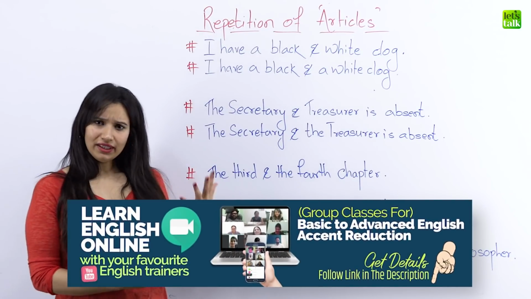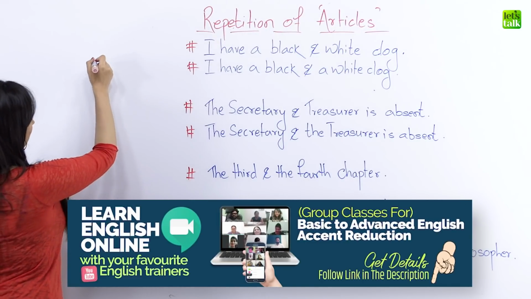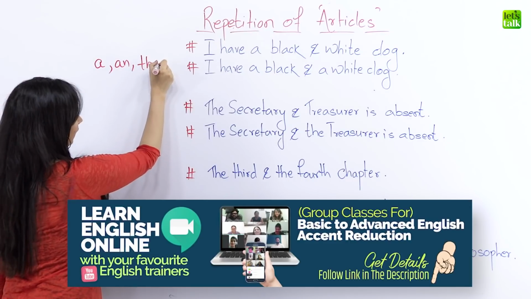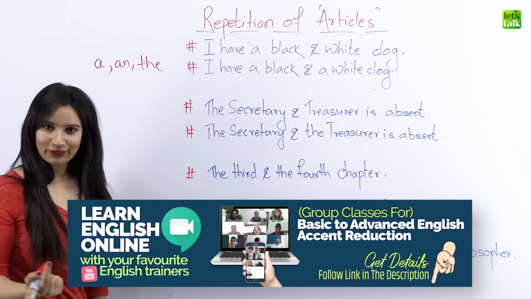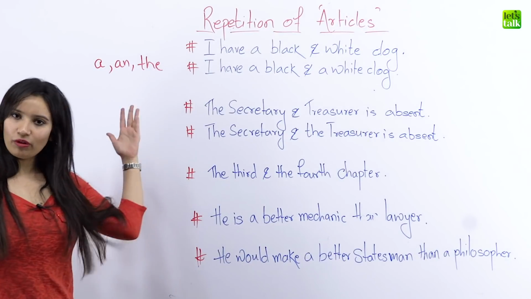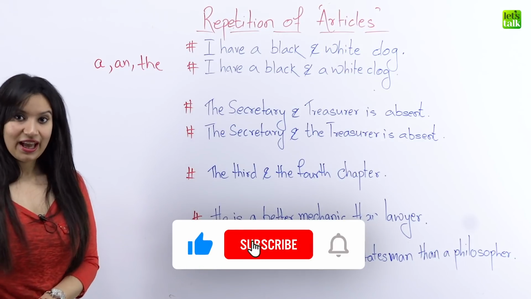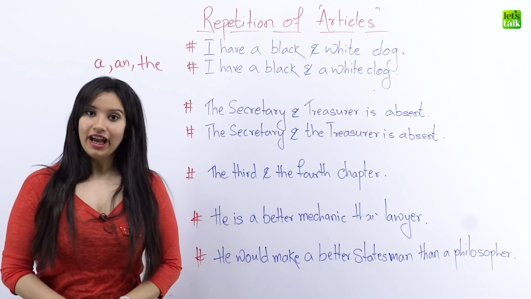So let's find out what exactly are articles. In English, we have three articles: a, an, and the. We use a before consonants, an before vowels, and the before definite nouns, alright? We'll get into more detail in another lesson about where we use these articles. But before that, we'll look at the pair of sentences that we have on the board.